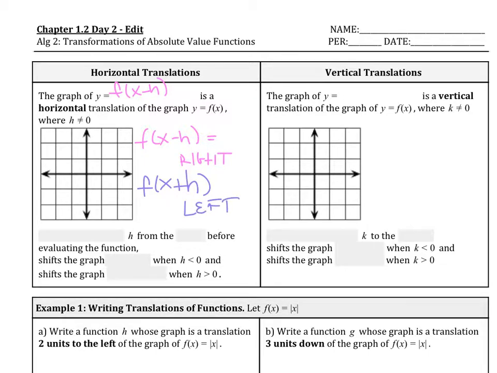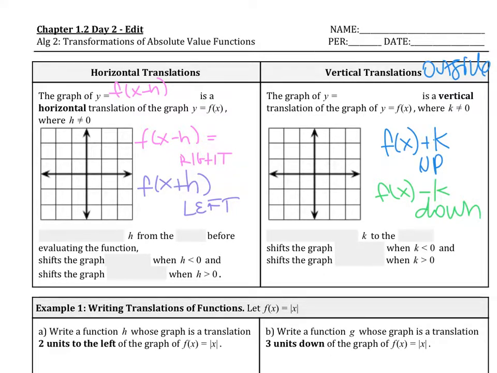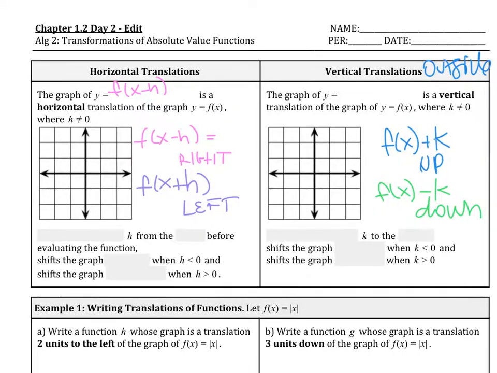Okay, then for vertical translations, that's going to be on the outside. So if you see an f of x, that function, and you're adding a value, a k value, just a number at the end, then that is going to go up. If you see f of x and you're subtracting, it's going to go down. So let's practice a little bit.